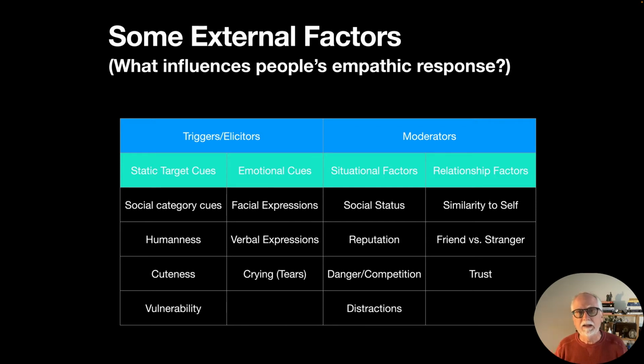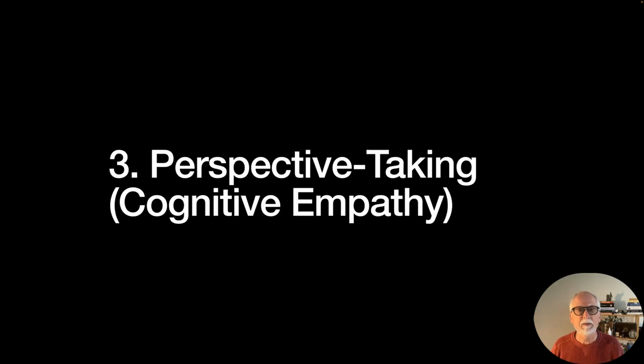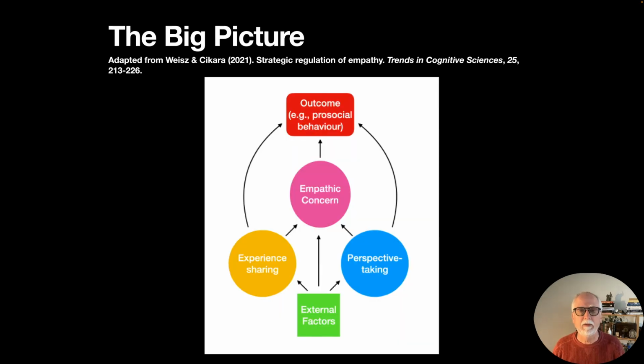Now, all of these external factors are going to have some sort of importance. And what I'll do in the next lecture is talk a little bit about some of these and how they elicit our empathy. But for now, let's skip ahead and move up that little figure and look at perspective taking in some more detail. Now, perspective taking, as I mentioned to you, is also sometimes known as cognitive empathy. So that's the blue circle over here on the right.